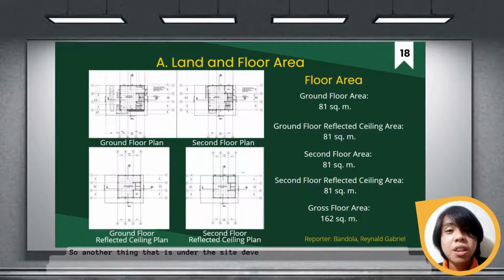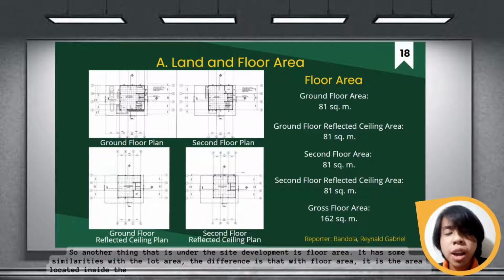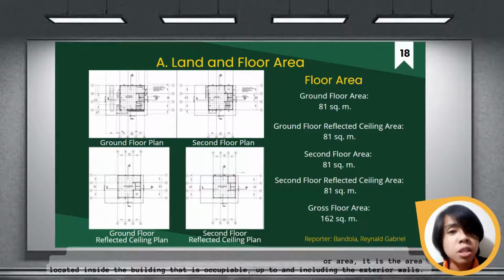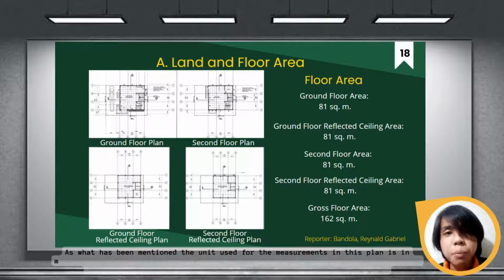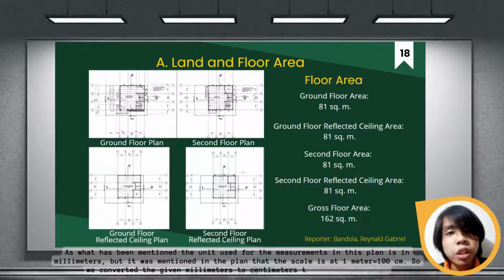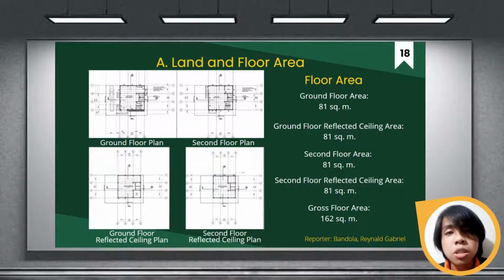So another thing that is under the site development is floor area. Here are some similarities with the lot area. The difference is that with floor area, it is the area located inside the building that is occupiable up to and including the exterior walls. In this project proposal, there are two floor areas depicted, which are the ground and the second floor area. As has been mentioned, the unit used for the measurements in this plan is in millimeters, but it was mentioned in the plan that the scale is that 1 meter is equal to 100 centimeters. So we converted the given millimeters to centimeters to apply the scale.